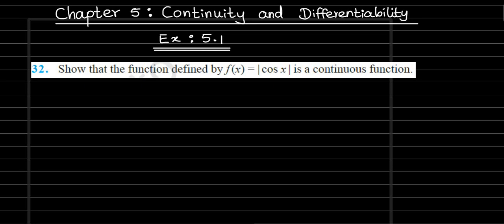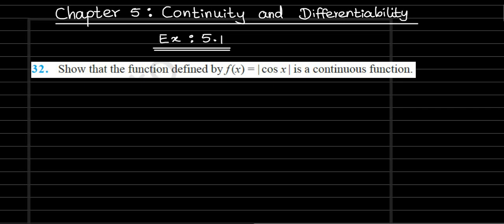In this video, we are going to see CBSE Maths Grade 12 Chapter 5, Continuity and Differentiability, Exercise 5.1, 30th sum. Already in the last videos, I have uploaded solutions till the 31st sum, so please do check it. Now let's start with the 30th sum.